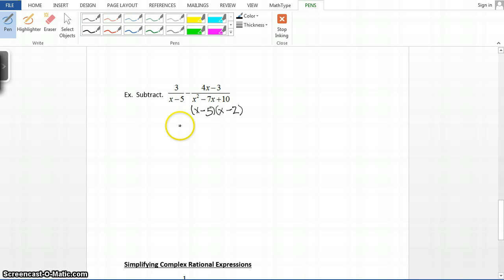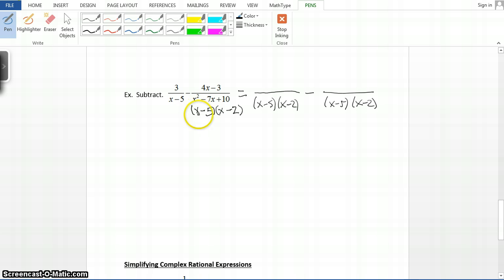Alright, so you can see here's an x minus 5 and here's an x minus 5. But I also have this x minus 2 here that also has to be represented in our least common denominator. So we will use both factors, x minus 5 and x minus 2, as common denominator. We're subtracting. Alright, x minus 5, x minus 2.